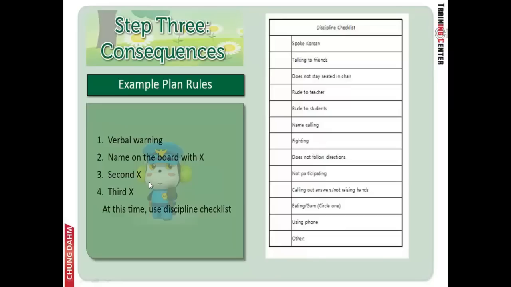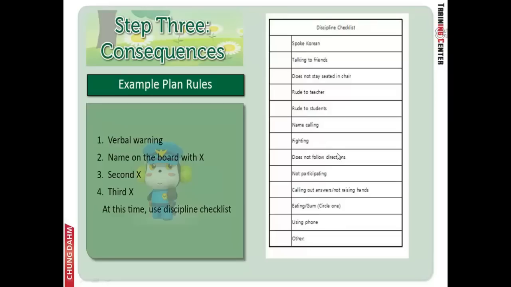Now, if the student gets a third X, it is time for them to have more serious discipline. But since we have to teach, what we can do is send the students to the desk teachers. In order for the desk teachers to help the students, they're going to need some information. So we can use this discipline checklist here. Upon students receiving their third X, you check off whatever misbehaviors they were doing in class. If it's not on this list, then you can write it in.